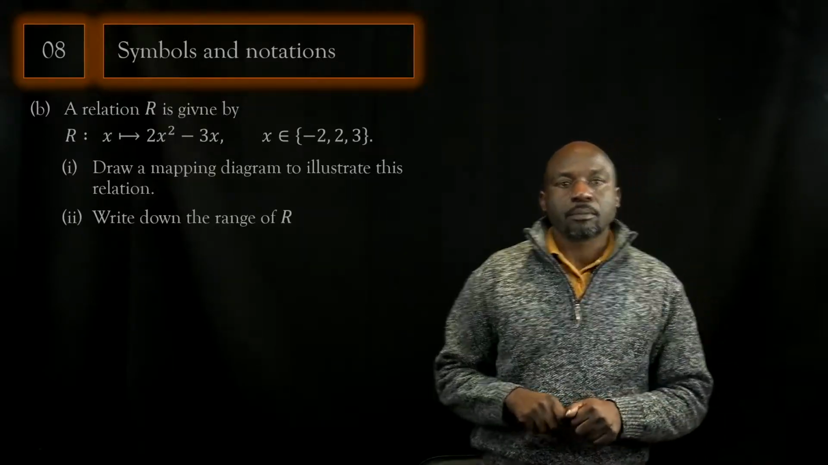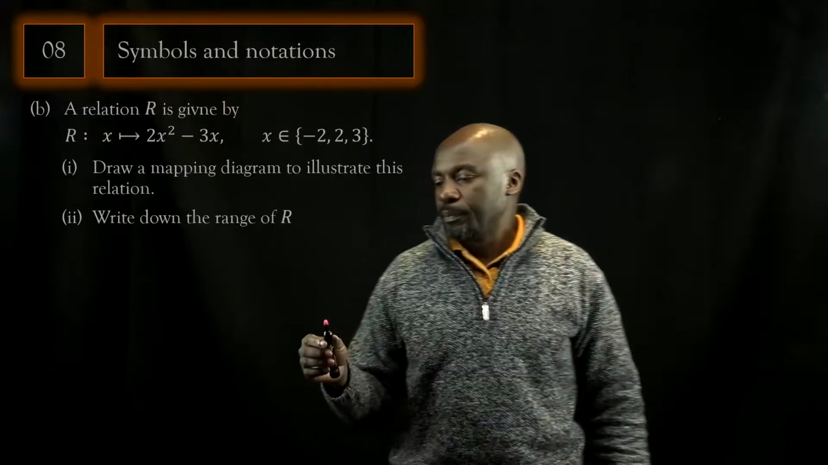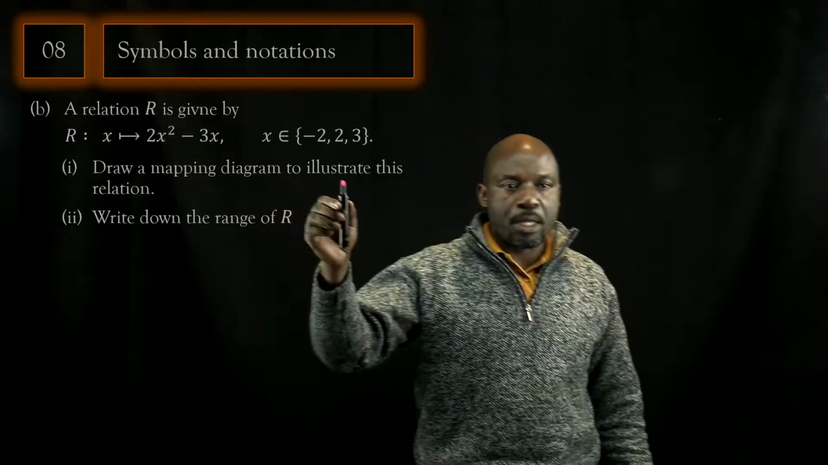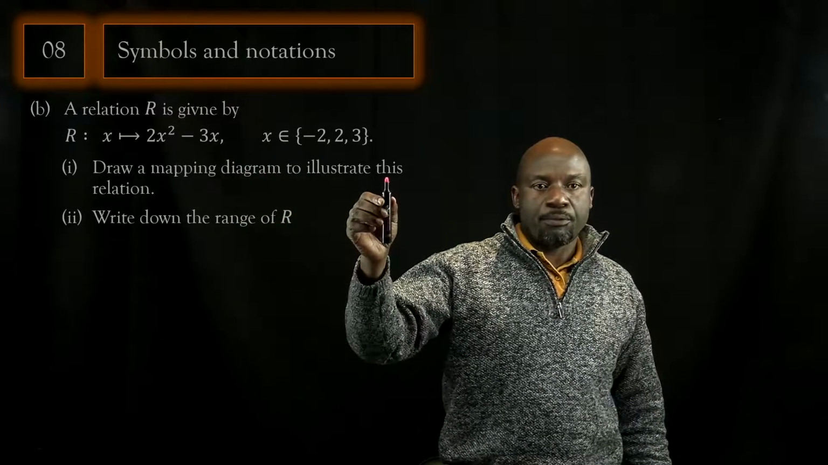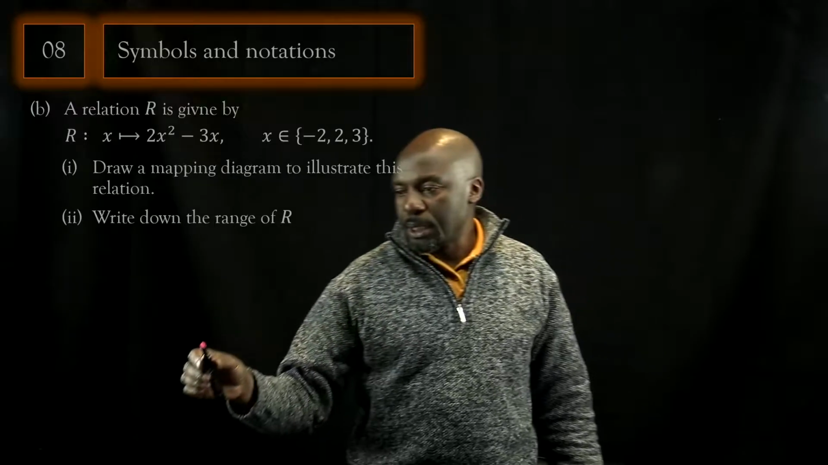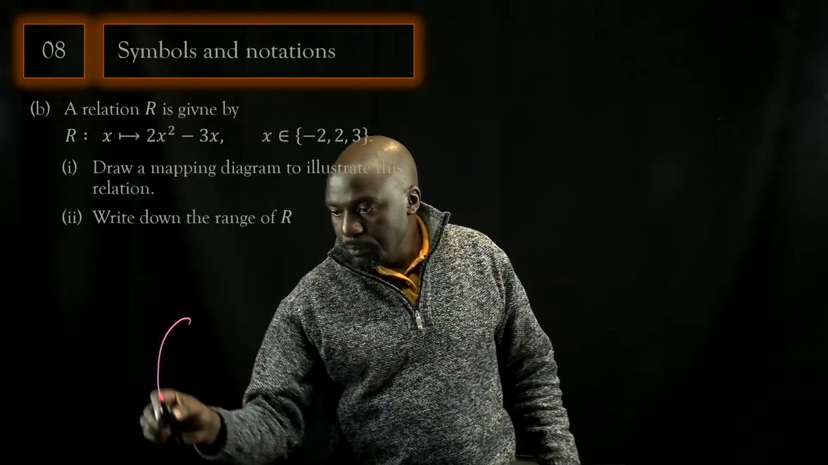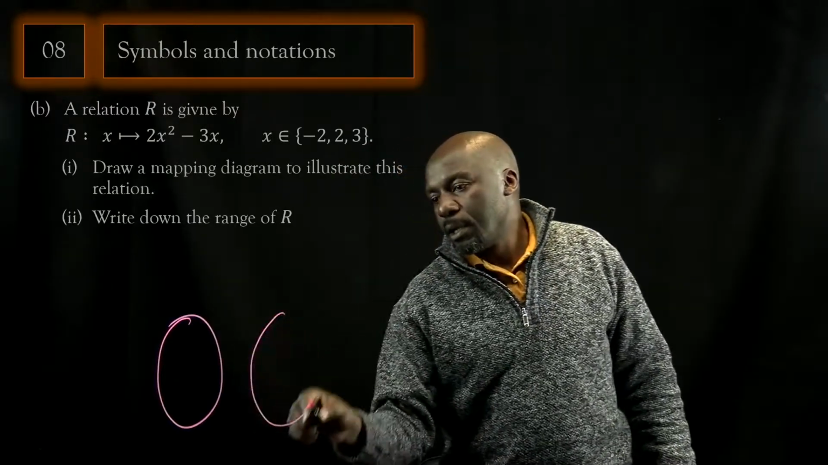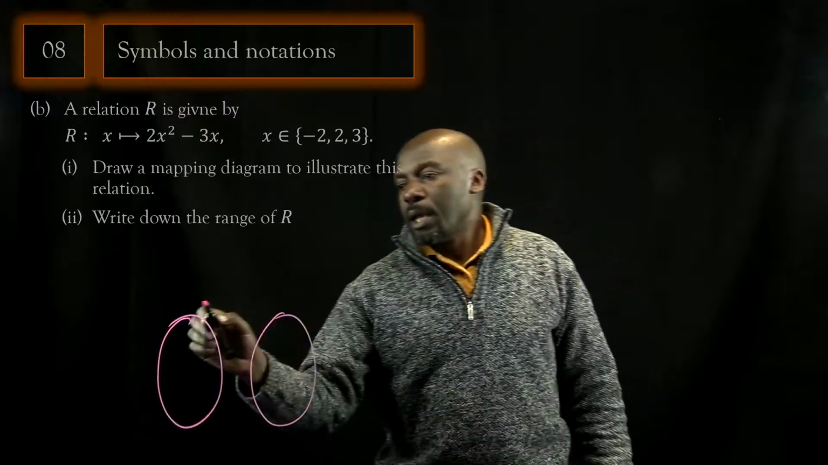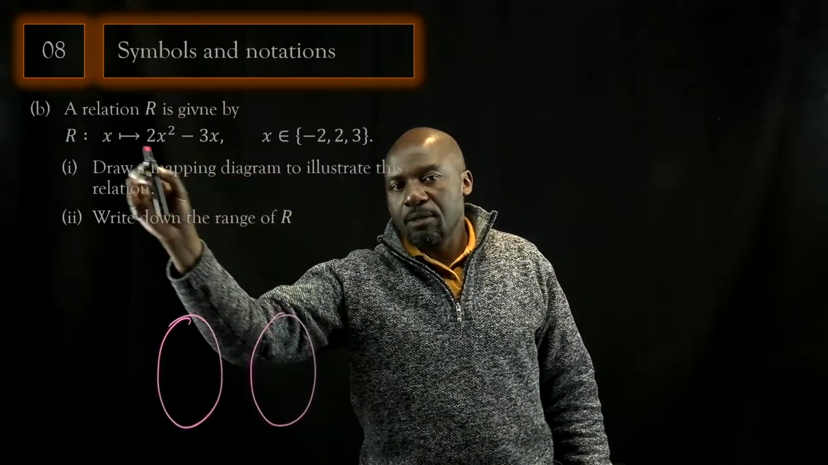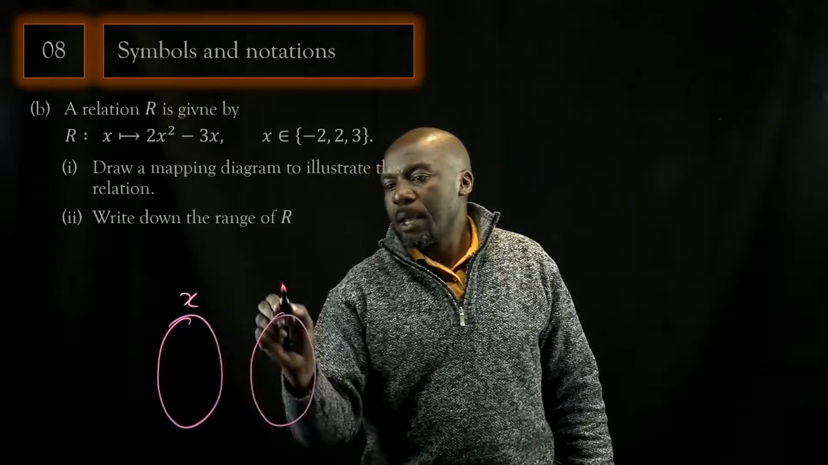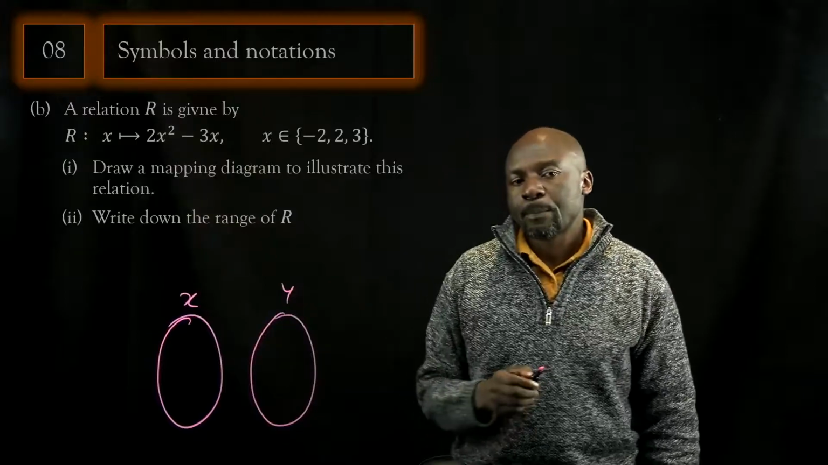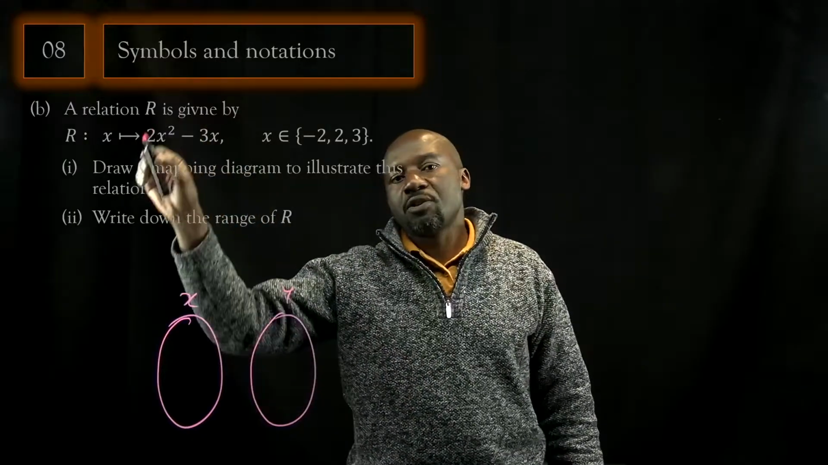So first of all, we draw a mapping diagram for this relation. A mapping diagram would have two ovals, one there and another one. This is going to be the values of x, and the values of y are determined by that equation there, sometimes we just say that rule.